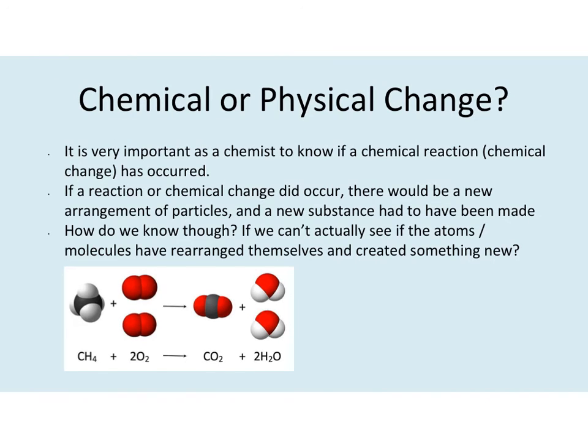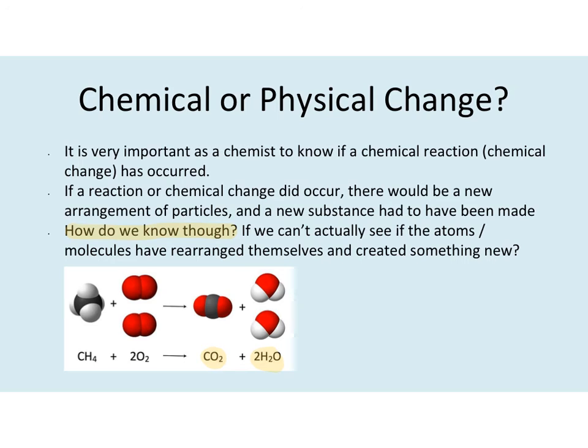Okay, so did a reaction just happen? How are we going to know? Okay? So it's very important as a chemist to know if a chemical reaction or chemical change has occurred. If a reaction or chemical change did occur, there would be a new arrangement of particles like we have here, CO2 and H2O. And a new substance had to have been made. But how do we know, though? Okay, this is the big question.